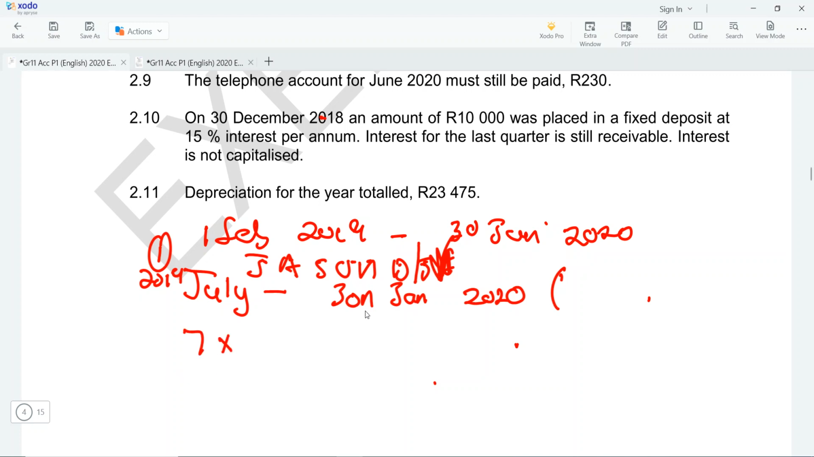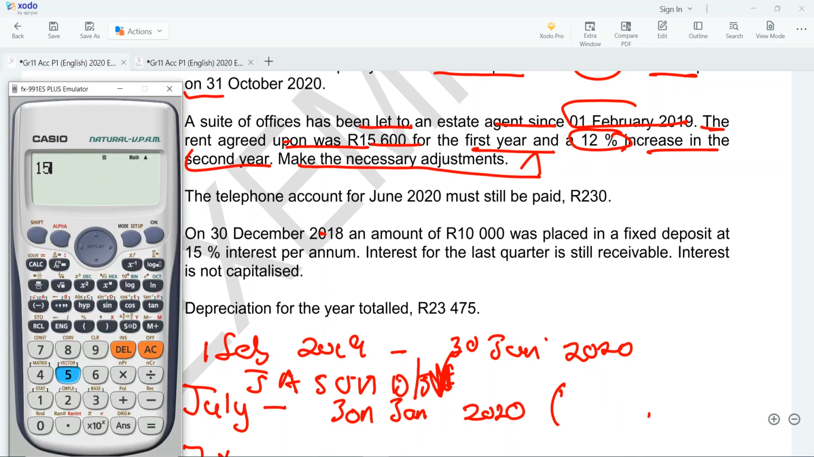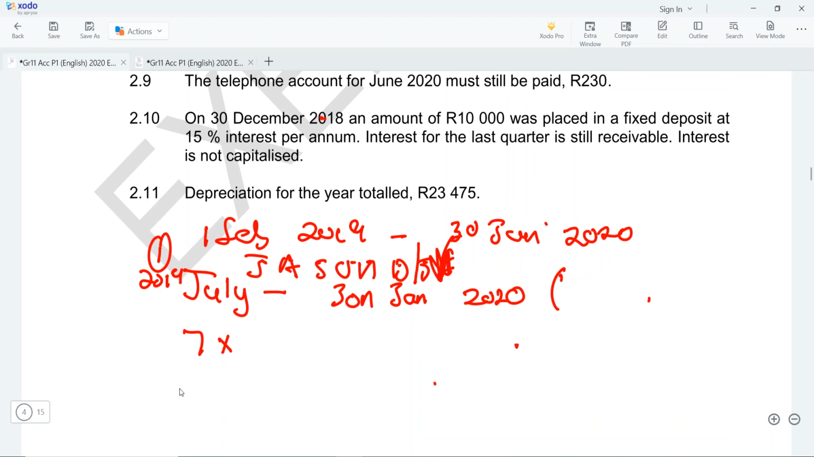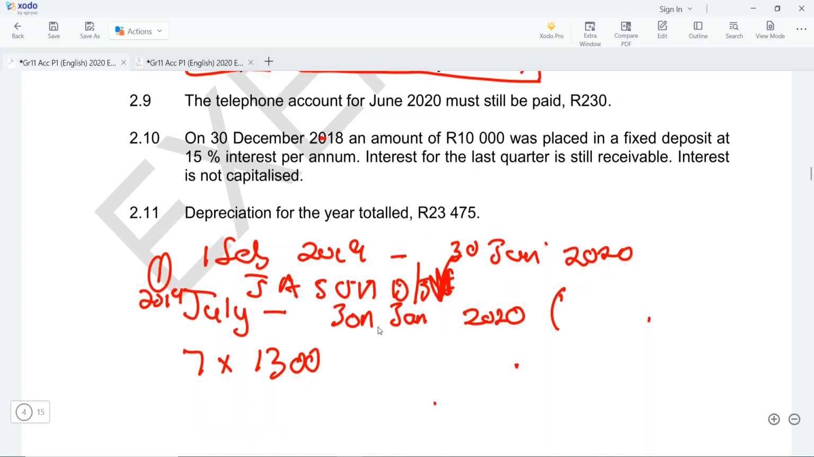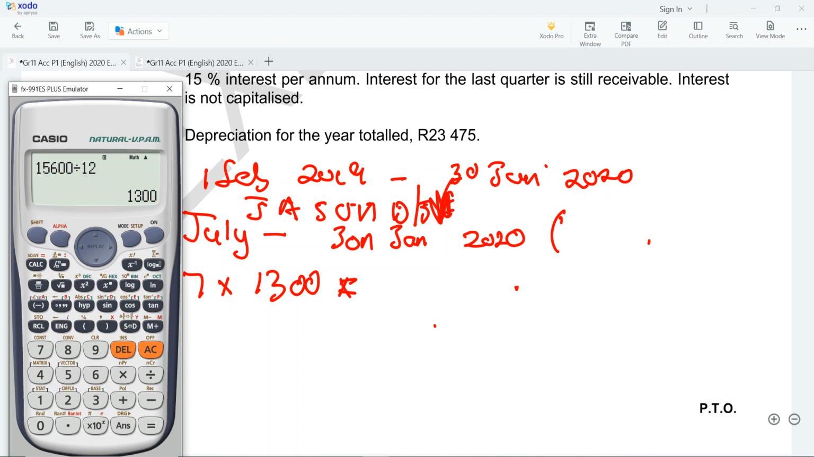But at least they gave us the amount for the year. So if we say 15,600 divide by 12, it will give us 1.3. So meaning that every month they were paying 1.3 before they increase, right? And then remember, from February, we also supposed to have the rent from the other part. Let's see here first. So 1.3 multiplied by 7 is giving us 9,100.